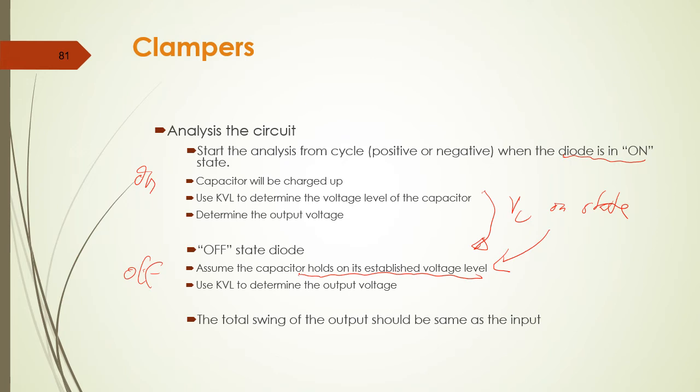So again, you use KVL to determine the output voltage. The total swing of the output should be the same as input. The total swing here is the range of the maximum value and the minimum value. So if we have something like this sinusoidal, this is the swing, the range of the voltage.